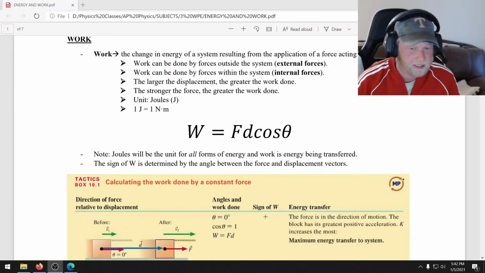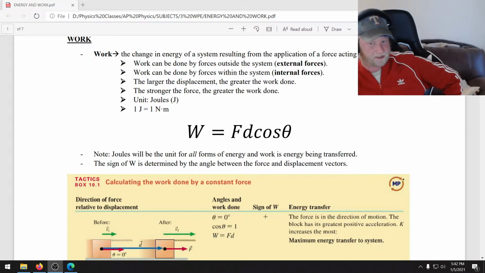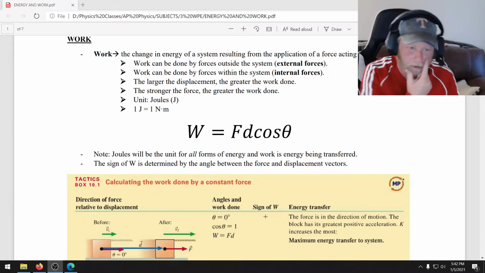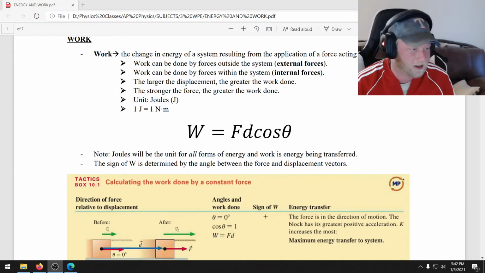But keep in mind, if you're looking at the equation for work, work is equal to a force acting over a distance times the cosine of the angle between the force vector and your displacement vector. So if you look at your equation there, if you've got a greater force, you've got more work done. If you've got a greater distance, you've got more work done. Now, work is going to be measured in the unit of joules, and again, we'll talk about that more when we get to energy.